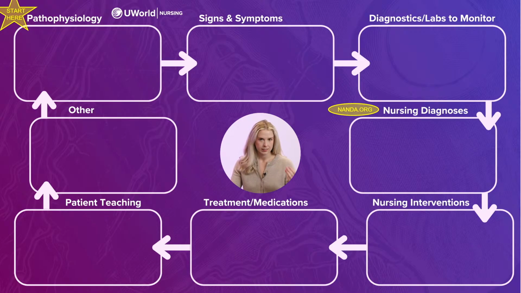So we can organize these concept maps a couple of different ways. We can do it by the 8 basic needs like comfort needs, safety, nutrition, and psychosocial needs, or we can organize them by our nursing intervention like diagnostics and labs that need to be done, patient teaching, treatment and medications, and that is how we're going to organize it today. So with that being said, let's get started.